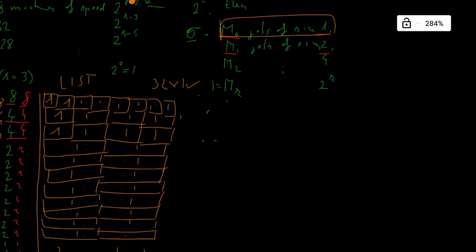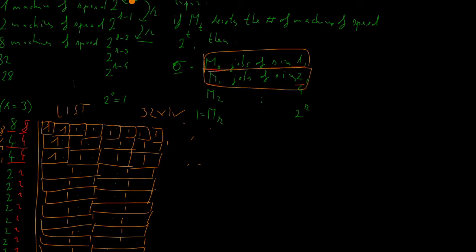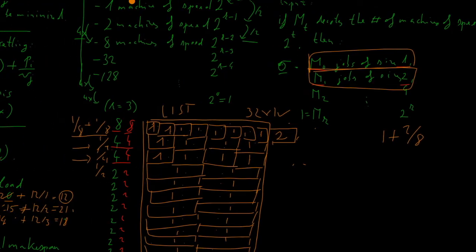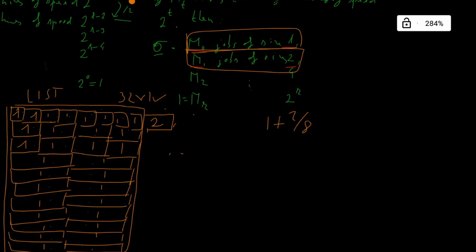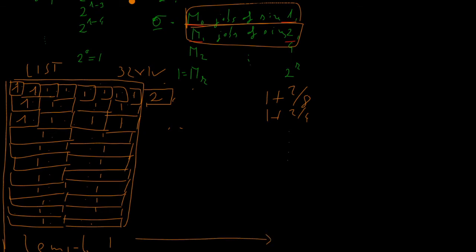And now the remaining part of the input is jobs of size 2, which means that there are 8 jobs of size 2. I think you can guess what happens here. This will be placed there because the load of this machine would then be 1, because it's already loaded to 1. Right now each of these machines has a load of 1. And 1 plus 2 over 8 beats 1 plus 2 over 4, of course. And these machines won't get filled because they would get 0 plus 2, which is larger than 1 plus 2 over 8. So this machine will again be the machine attaining the minimum load.